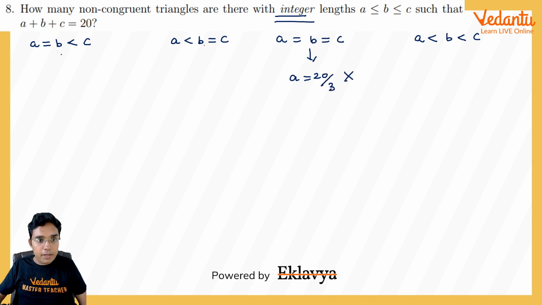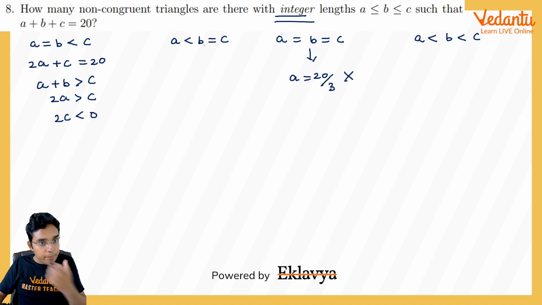Now coming to this scenario, in this case, we will get 2A plus C, because B is A, equal to 20. That is one. And second thing is that because two smaller sides should be such that their sum A plus B has to be greater than C. And A plus B is actually 2A, so 2A will be greater than C here. So putting it here, I'm putting a smaller value than 2A as C here. So 2C will be less than 20 here. So C will be less than 10 here.